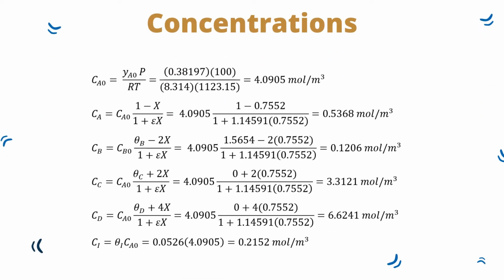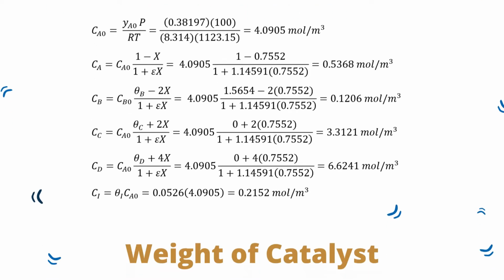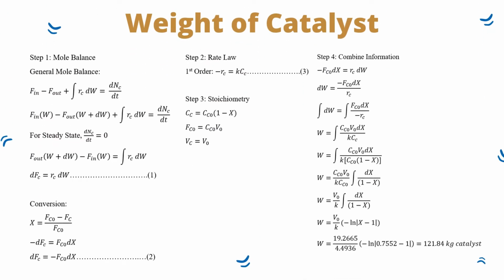Here are the concentrations for all species at the outlet of the PBR. And finally, here is the calculation for the weight of catalyst, where we implement the 5-step algorithm: the first step is mole balance, the second step is rate law, the third step is stoichiometry, and the fourth step is combining all the information, where we calculated that the catalyst needed will be 121.84 kg of catalyst.